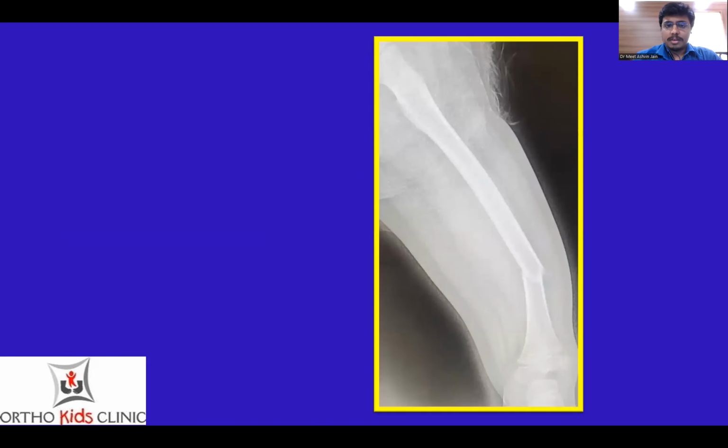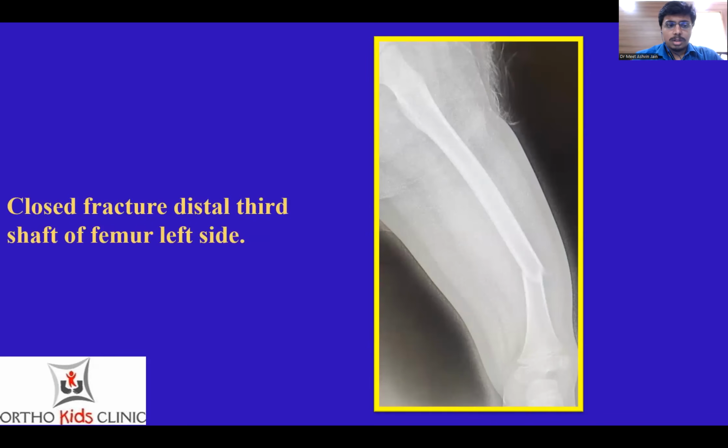So this is the X-ray that we had. This is a lateral view. Unfortunately, we do not have the anteroposterior view for the same. As we can see, this was a closed fracture at the distal third level of the shaft of the femur.